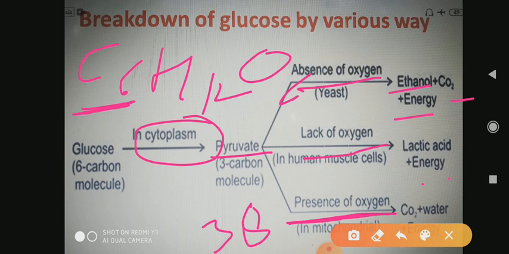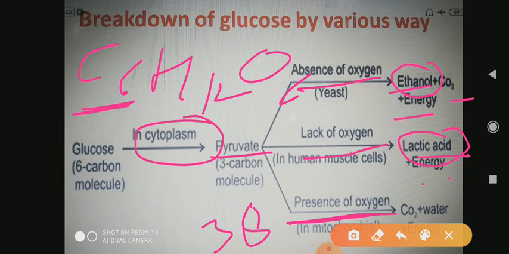In the absence of oxygen, ethanol, CO2 and energy are formed. 2 ATPs are generated in this form. Then lack of oxygen, lactic acid is formed. Then presence of oxygen, CO2, water and ATP are formed. Actually in these two processes, the energy release is less because the energy is locked inside the lactic acid and ethanol. That's why the energy production is less.